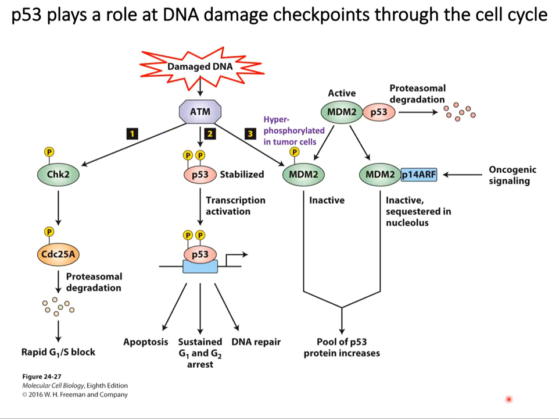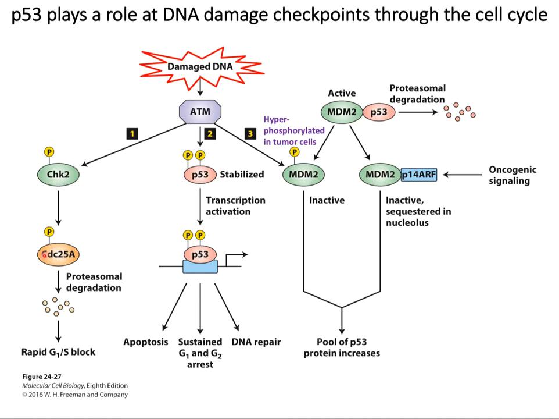So here is what this looks like in a little bit more detail. If you have damaged DNA, this turns on the activity of a kinase known as ATM. ATM can actually halt the cell cycle in 3 ways. One way is that it can phosphorylate a protein known as CHEK2, which in turn can phosphorylate CDC25A and marks it for proteolysis. And this results in a very rapid G1/S block, since CDC25A is necessary for the transition from G1 to S.